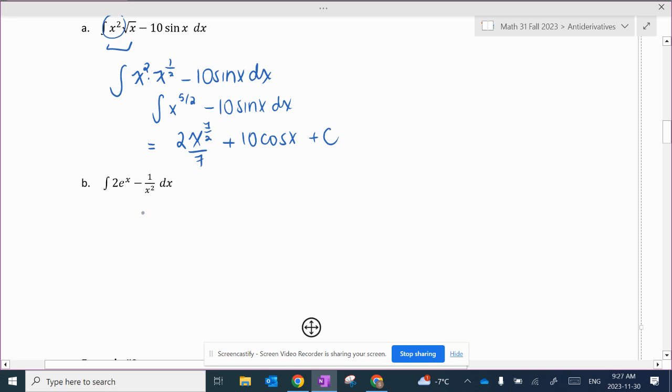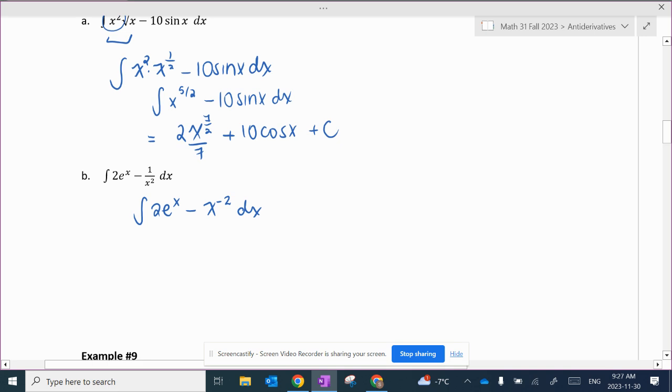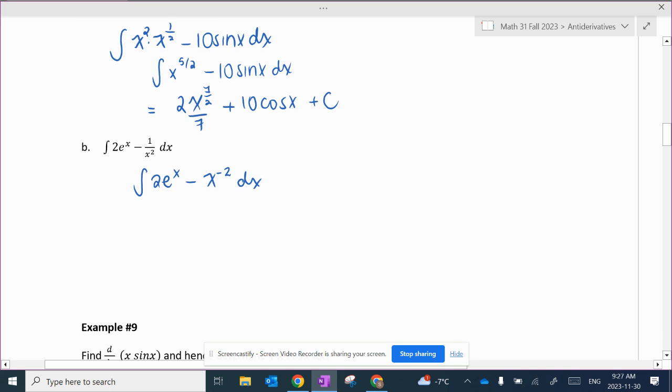This one I'm going to rewrite as 2e to the x minus x to the -2. What's the antiderivative of 2e to the x?